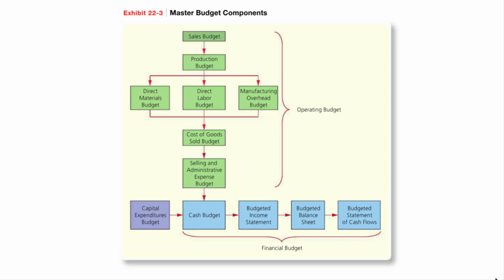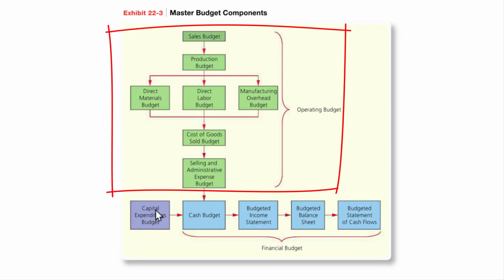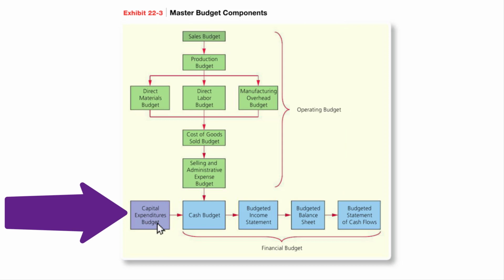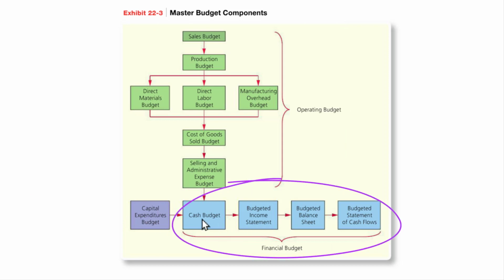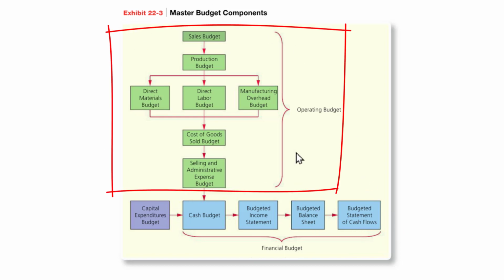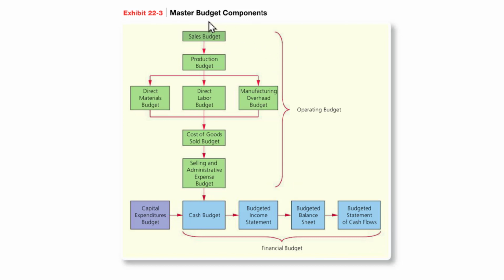The three main components of the master budget are the operating budget here in green, the capital expenditures budget, and then the financial budget, which is the cash budget, budgeted income statement, budgeted balance sheet, and budgeted statement of cash flows. But in this problem, we're only going to be doing the operating budget. And the operating budget starts with the sales budget. In the sales budget, we forecast how many units we will make or sell, and what the sales revenue will be.